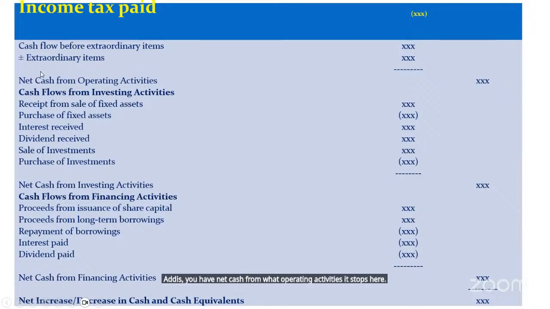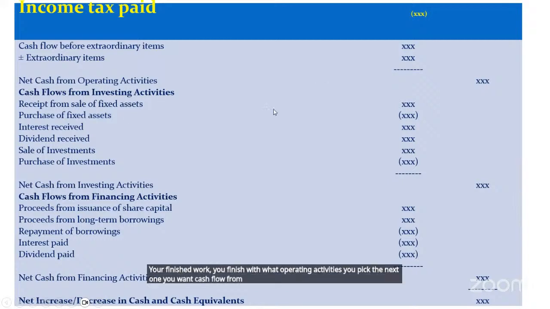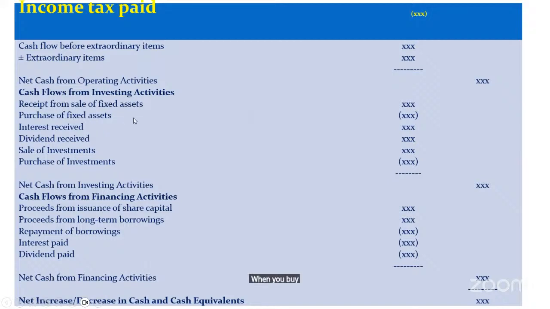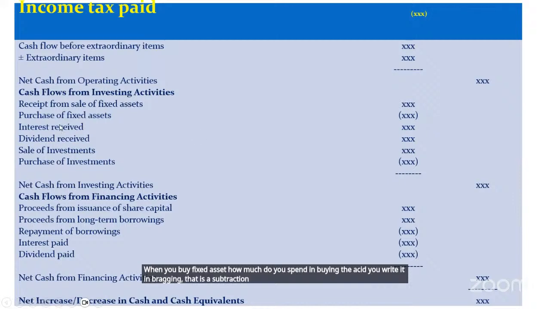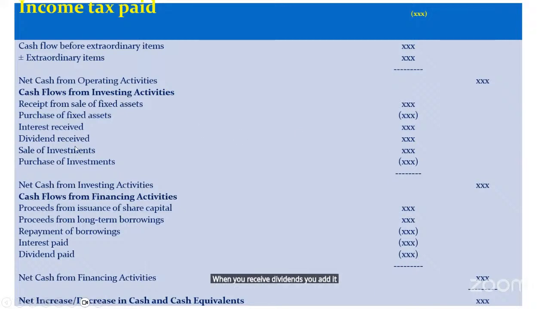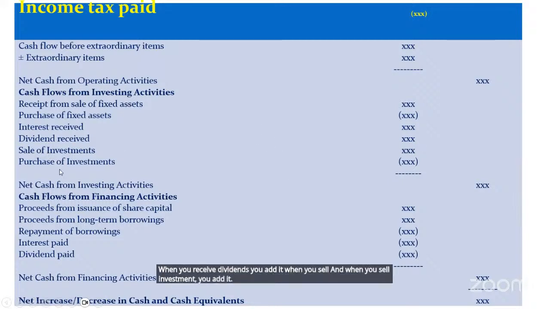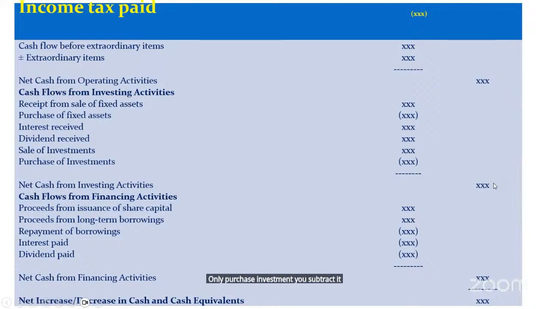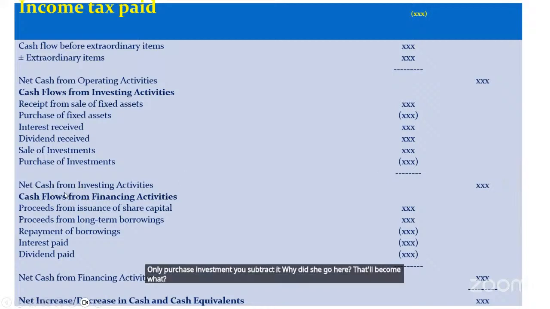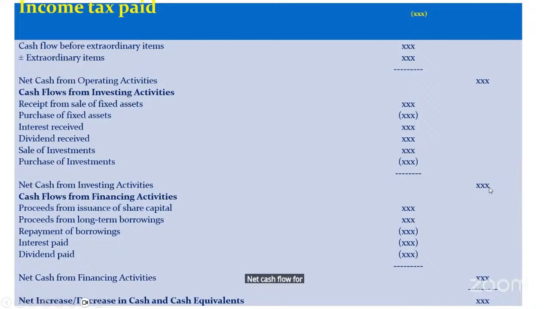You finish with operating activities. You pick the next one: cash flow from investing activities. It's received from the sale of fixed asset. When you sold an asset, how much did you sell it? You write it here. When you buy a fixed asset, how much do you spend in buying the asset? You write it in bracket. That is a subtraction. When you receive interest, you add it. When you receive dividends, you add it. When you sell investment, you add it. When you purchase investment, you subtract it. Write the figure here. That will become net cash flow from investing activities.